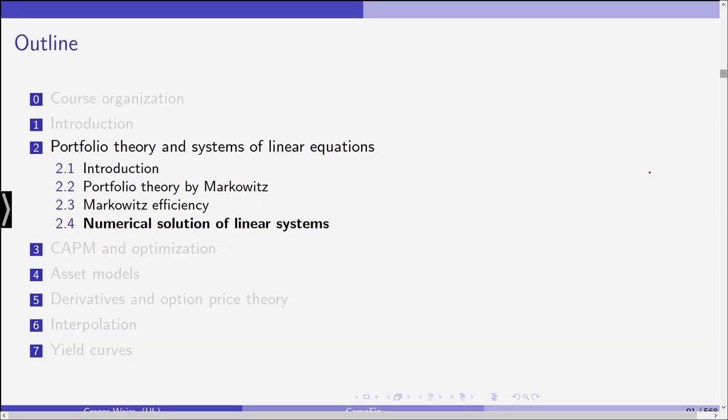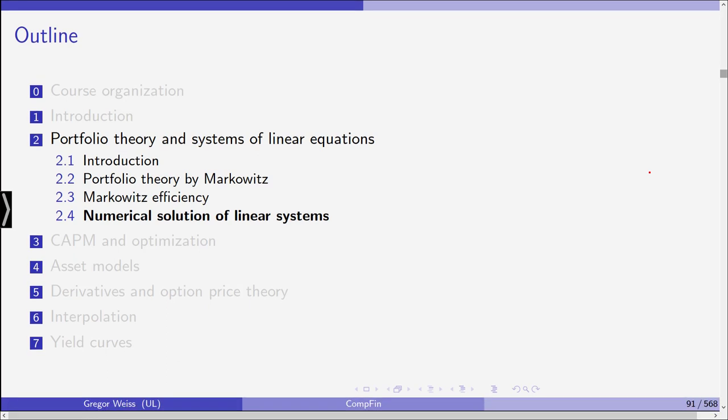That's clear. Okay, now this is Markowitz portfolio theory in a nutshell. It is Markowitz efficiency, and next I want to talk about the numerical solution of linear systems, and systems of linear equations more precisely, because this is a helpful tool you need all the time.